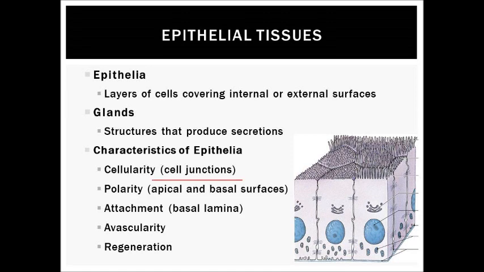Epithelia have cell junctions, meaning that the cells have a cellular structure that provides contact or adhesion between neighboring cells. The epithelia have two surfaces, which are apical and basal, and epithelia are attached to the basal lamina or basement membrane by the basal surface. Epithelia lack blood vessels. And they have the ability to regenerate.